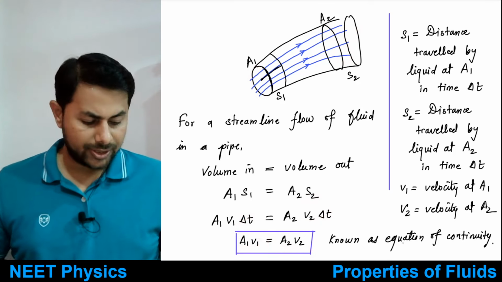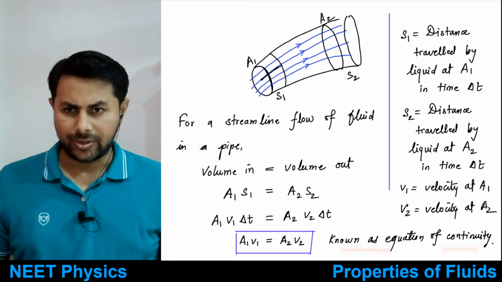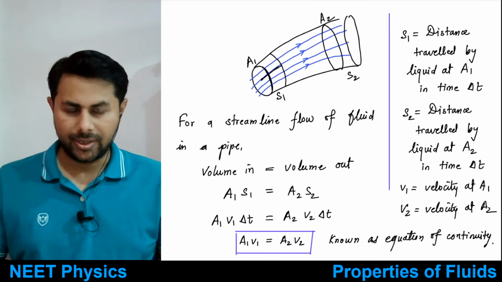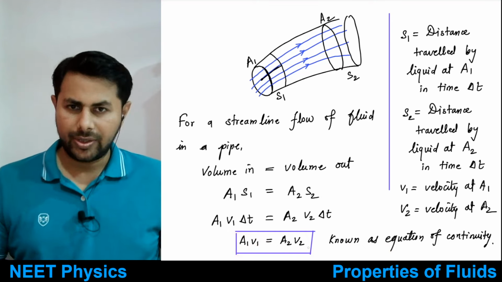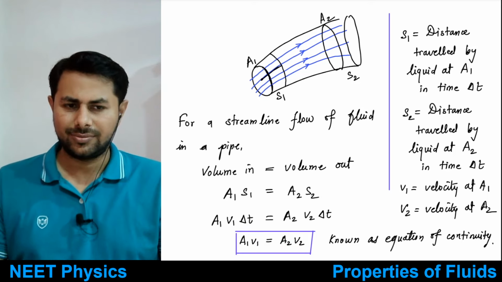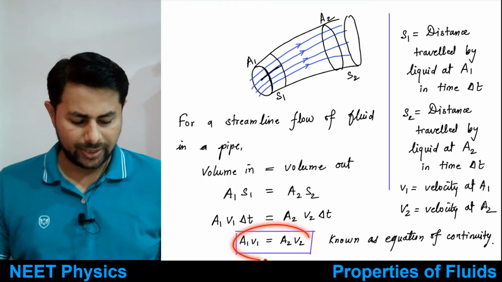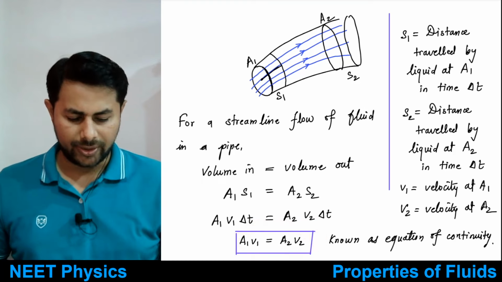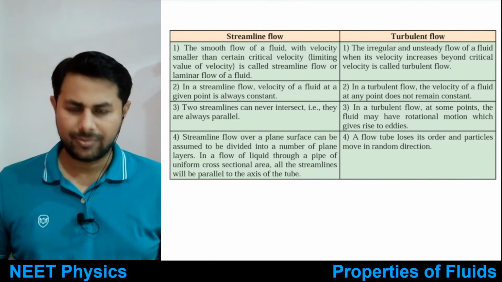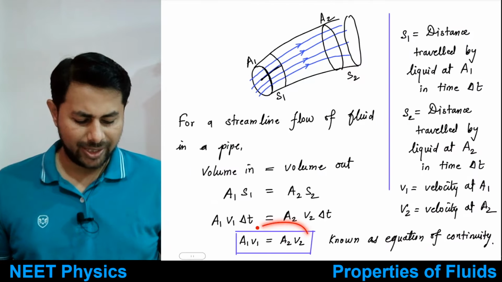Very, very important relation. This is known as the equation of continuity. If flow of fluid through a pipe is continuous, then A1 V1 is equal to A2 V2. Is this clear, everyone? Okay, good. So this is known as the equation of continuity. This equation is followed by streamline flow.